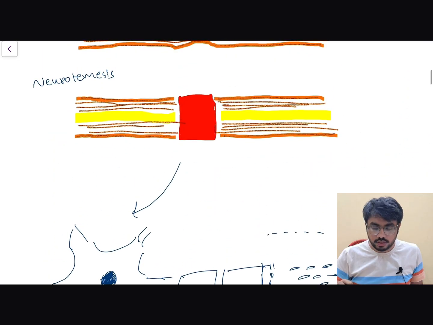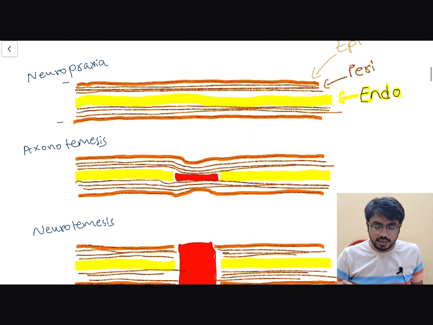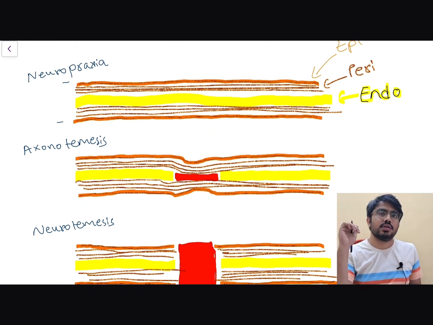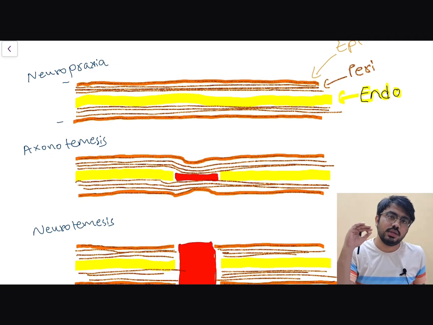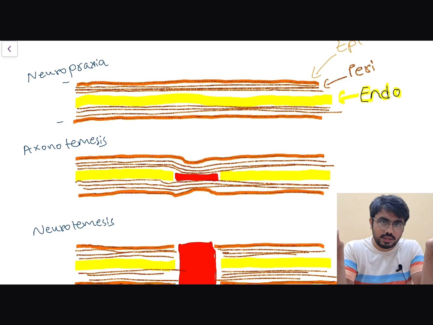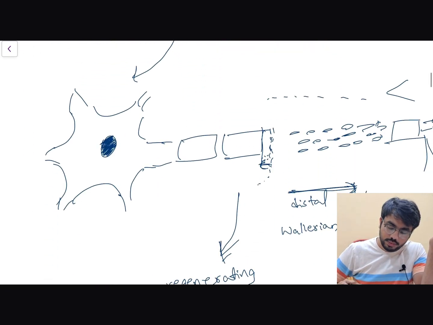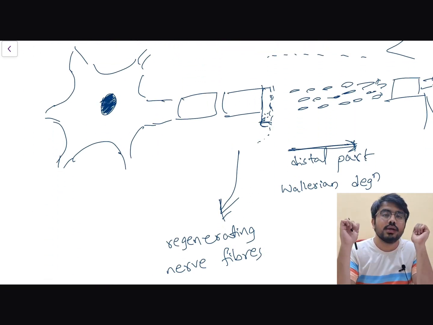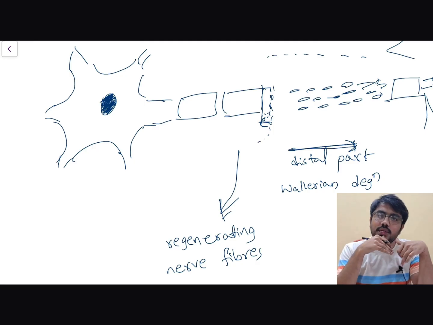So coming to nerve injuries, I didn't go into much detail, but why? Because it is not a surgery topic. I have just enlisted the three types: neuropraxia, axonotmesis and neurotmesis. And I have already explained the three layers present within the nerve. And then we move on to the injury. What happens when there is an injury to that?